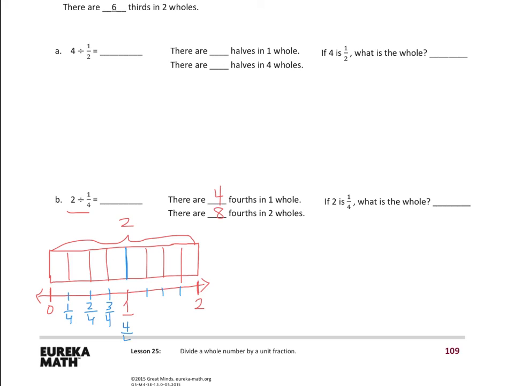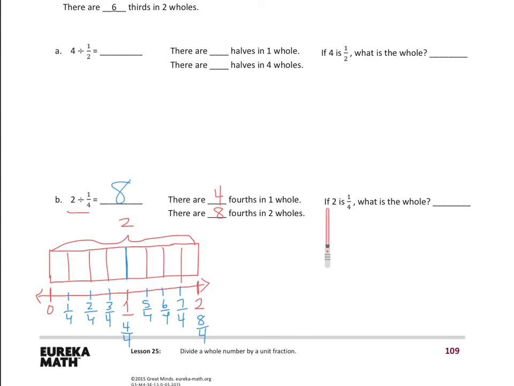So I'll write it underneath it. And then we'll continue: 5 fourths, 6 fourths, 7 fourths, and then 2 wholes is 8 fourths. So here we're proving that 2 wholes is actually 8 fourths. Think of a candy bar: you have 2 whole candy bars, you broke them up into fourths. How many pieces do you have? Well, you're going to have 8.